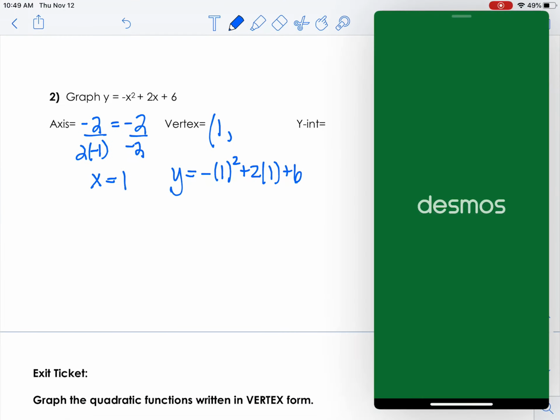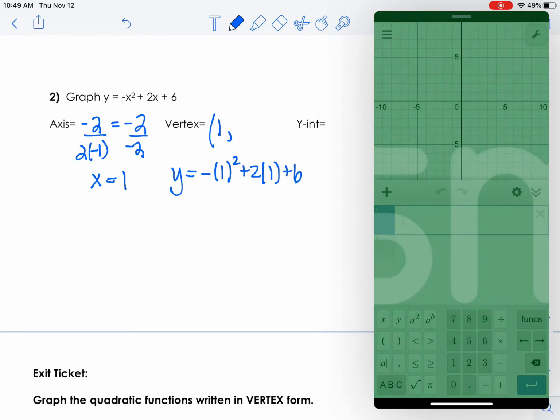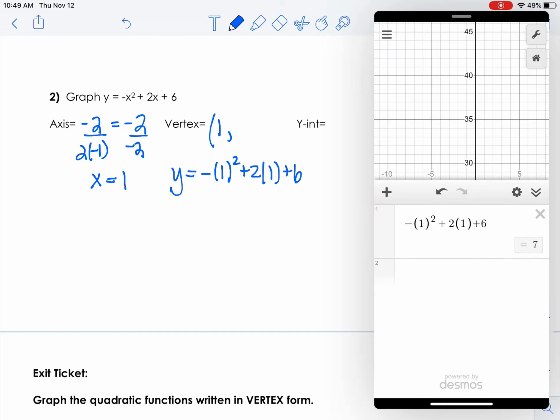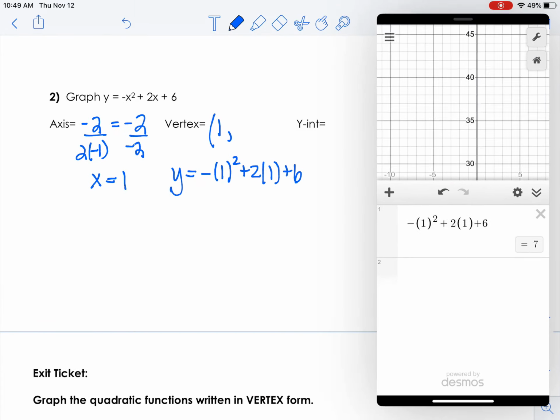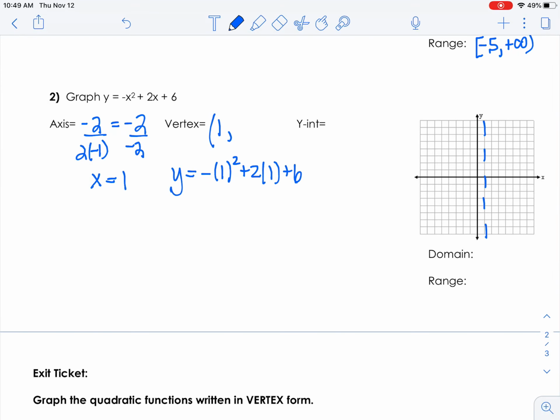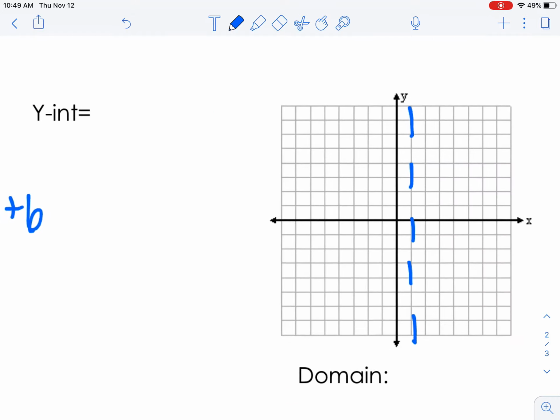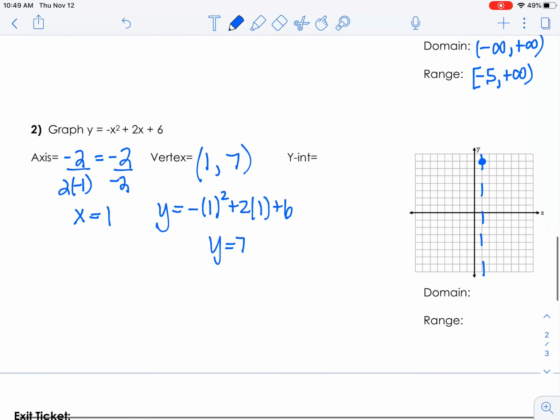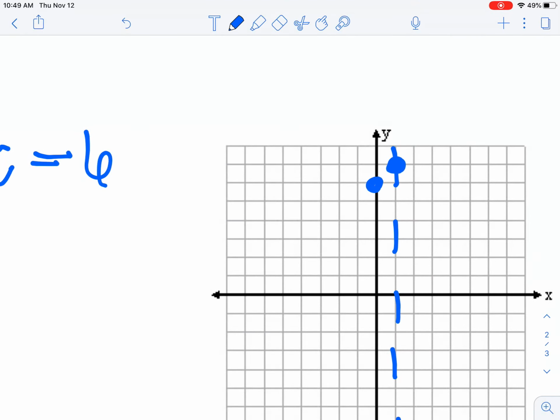Remember, you keep that negative outside of the parentheses with the 1. So we would type this in as -1 squared plus 2 times 1 plus 6, and we get 7. So 1, then 7. Our y-intercept is that last c value, which is 6. So it goes right here at +6.